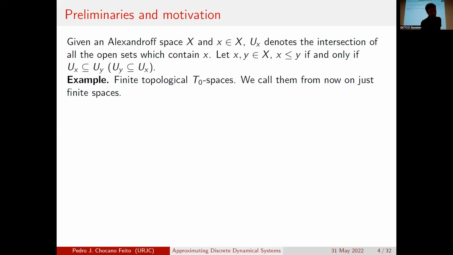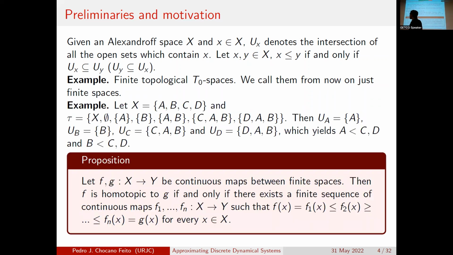Okay, an example of Alexandrov space. Well, every finite topological space is an Alexandrov space due to its finitude. Okay, here we have an example, and here we have a proposition that we saw this morning. And this proposition is also telling us that we can codify topological information by sending it to the combinatorial world, or using combinatorial terms. Okay, so this is a perfect example of how we can codify, in this case, homotopy in terms of things from partially ordered sets.